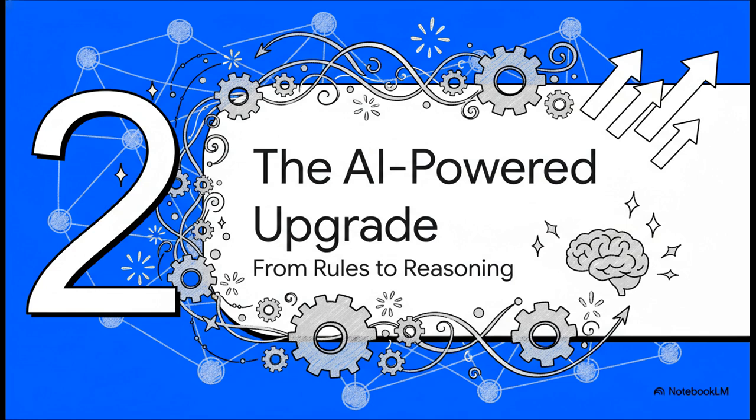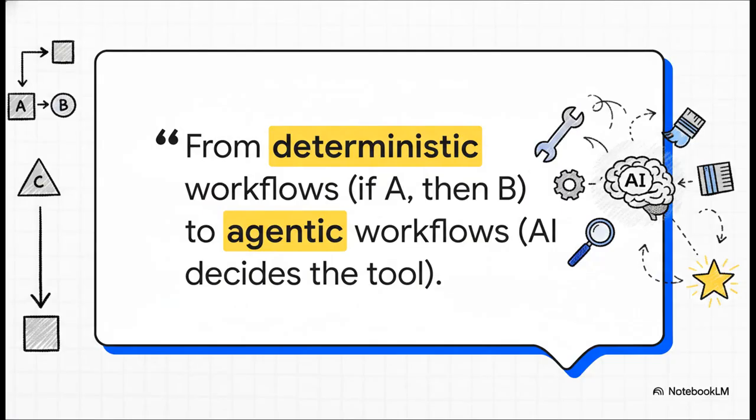Okay, but this is where things go from cool to mind-blowing. Because Make isn't just about these simple rules anymore. It's evolving into a full-blown AI orchestration hub. This quote really nails the massive shift that's happening. We're going from what's called deterministic workflows, that rigid if A then B logic, to something called agentic workflows.